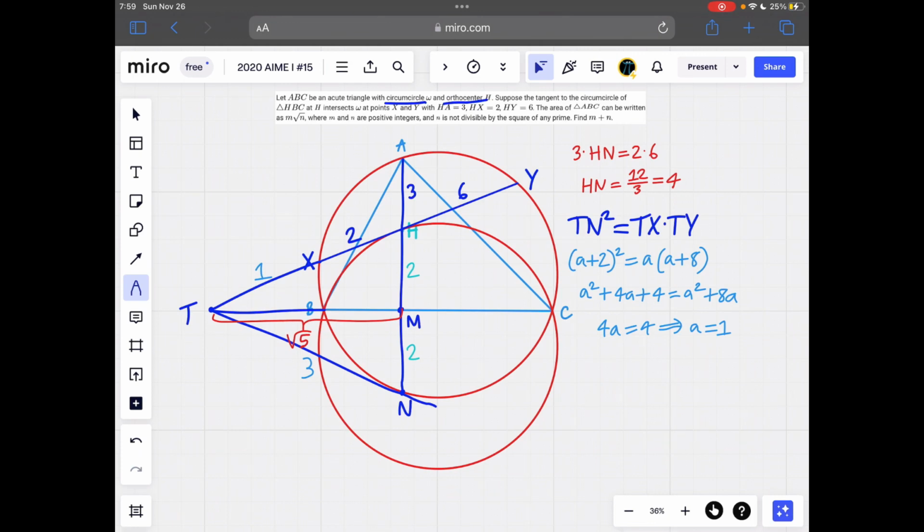We want to find the area of triangle ABC. Keep that in mind. But how do we find the area of triangle ABC? Well, it's just AM times BC over 2. We know AM is 5, because it's AH plus HM, which is 3 plus 2, and that's 5. So we need 5 over 2 times BC.